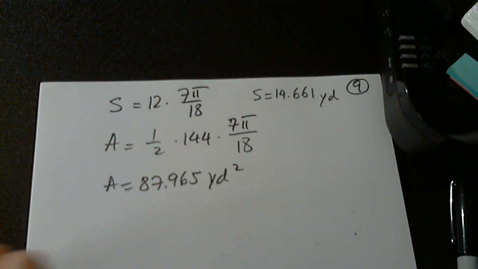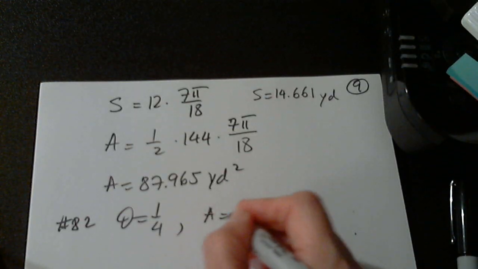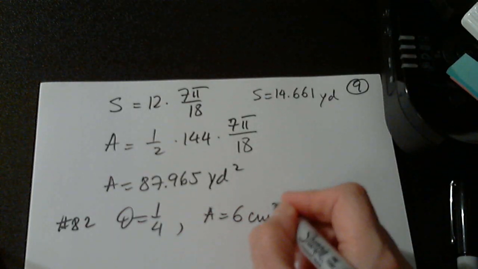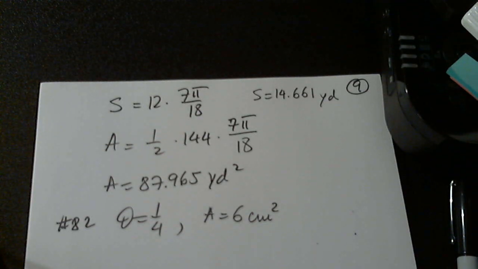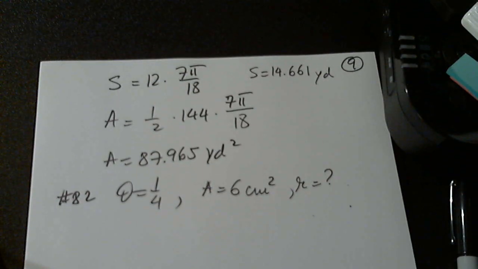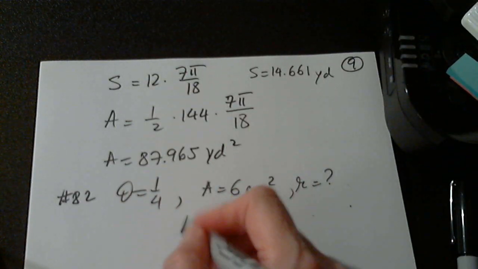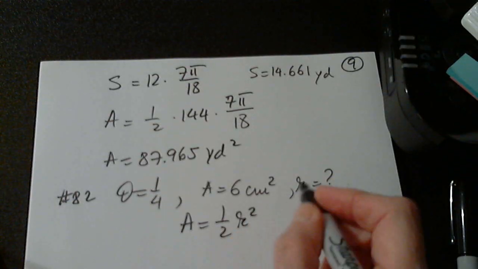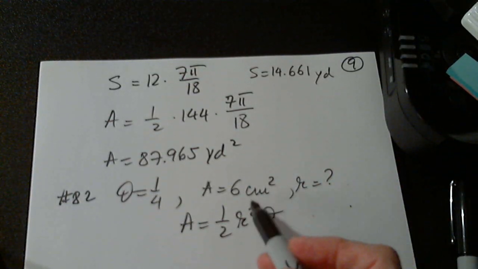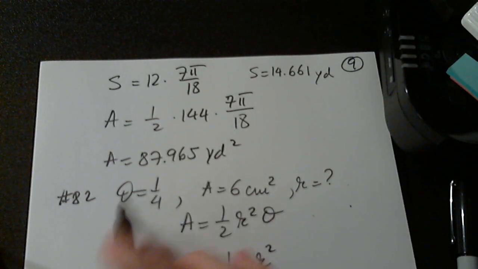82. Very good. So let's look at 82. What does 82 say? 82 has theta equals 1/4. It has the area as 6 squared centimeters. Good. And we're asked to determine the radius. Okay. Good. So everything is nice and clean. Radians, I don't need to worry about anything. So I just write the formula A equals 1/2 r squared theta. And I just plug everything in that I have. So I have 6, I have 1/2, I don't have r, and I have 1/4.